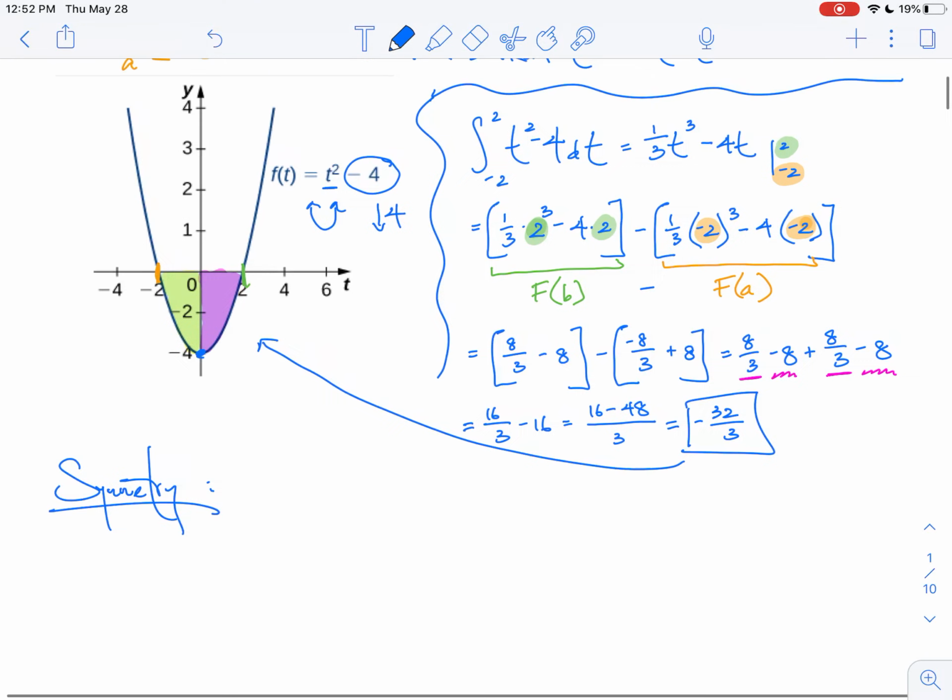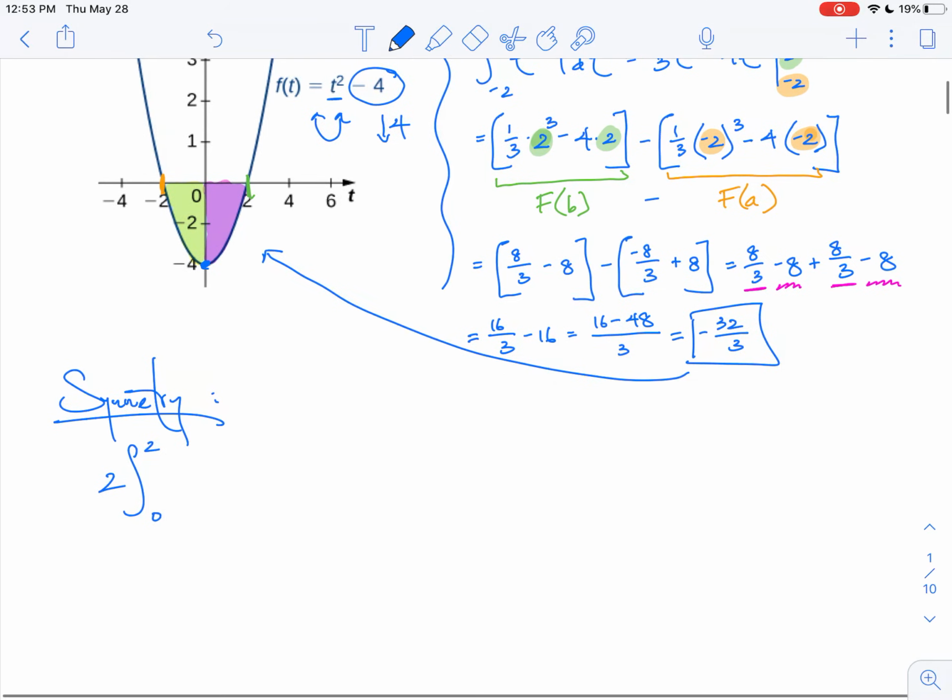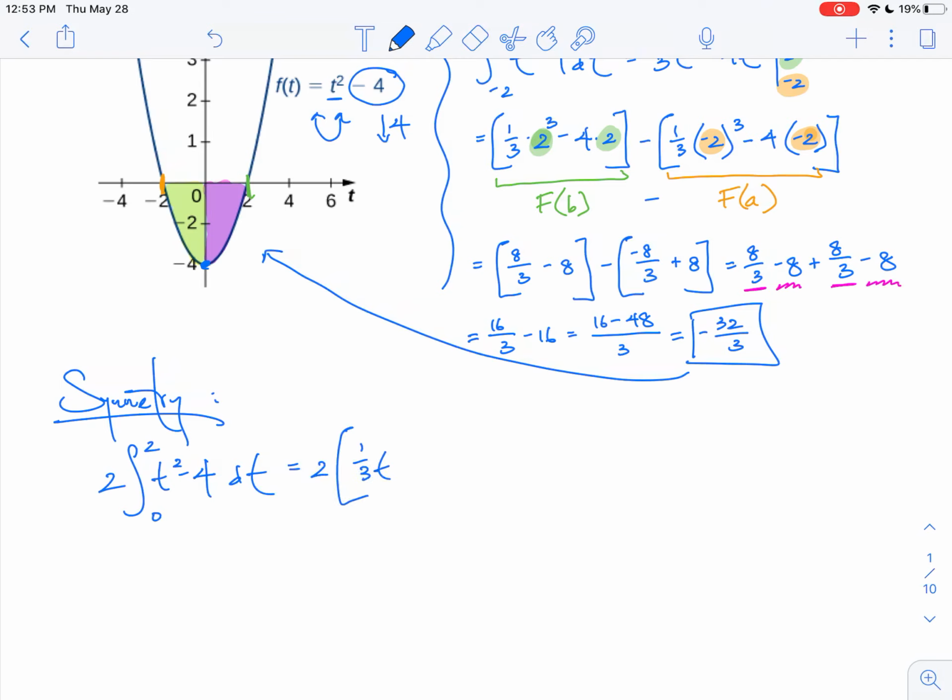So what's going to change about my integral setup? Well, I'm going to find the area not from -2 to 2, but from 0 to 2. And I want to double it so that I can find twice that area. And the integral is going to stay the same. So t squared minus 4 dt. Okay, now let's integrate and plug in our bounds. So 2 times 1/3 t cubed minus 4t, plugging in 2, plugging in 0.